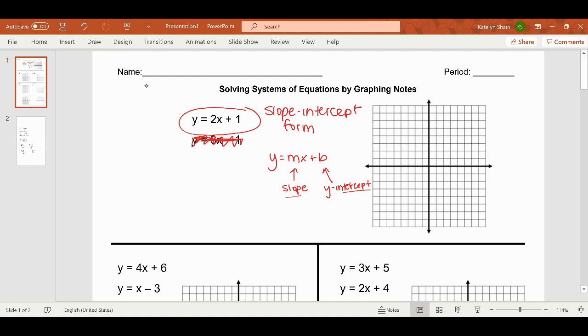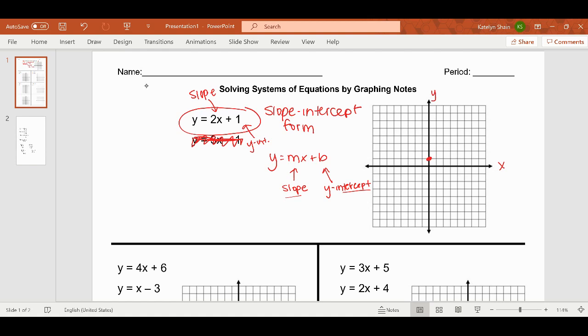If we think about the word y-intercept, remember this vertical line is my y-axis, and this horizontal line is my x-axis. So my y-intercept is the point at which this equation, this line, would cross the y-axis. So if I look at this equation right here, the 2 is going to be my slope. And the 1 will be my y-intercept. So I know that this line crosses the y-axis at positive 1. So from 0, I'm going to count to 1, and that's where my first point is.